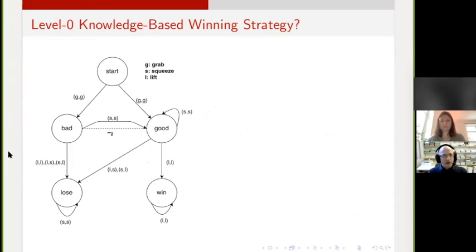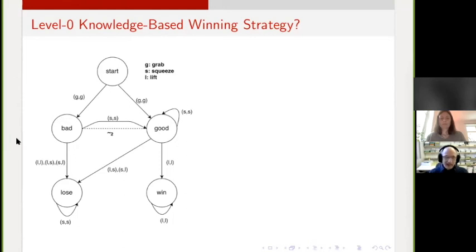So let's now come back to our game and ask, is there a level 0 knowledge-based winning strategy in our example? Level 0 means that the agents have to have a prescribed action just for the given observation. We know that the first robot distinguishes all locations, so the first robot has to be consistent in what it does in location bad and location good. But the second robot cannot distinguish these two locations. So for a level 0 knowledge-based strategy, the second robot always has to pick one and the same action when it observes bad or good.